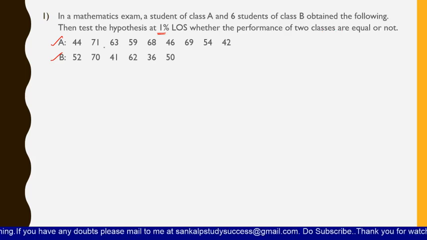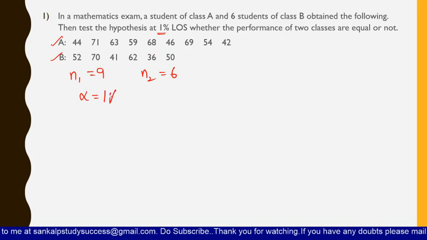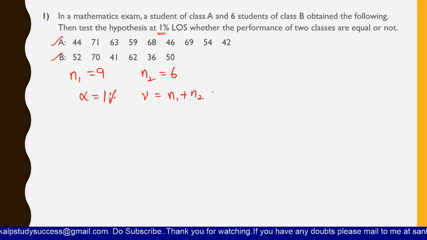Here the number of observations for class A is 1, 2, 3, 4, 5, 6, 7, 8 and 9. There are 9 observations. That means n1 is equal to 9 and n2 is equal to 6. There are 6 observations for class B, right? So n1 and n2. Now given alpha is equal to 1% in the question. So we are writing all the given values, and nu is equal to n1 plus n2 minus 2, right?